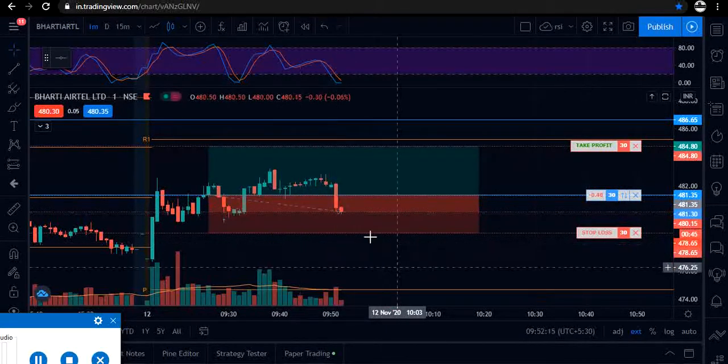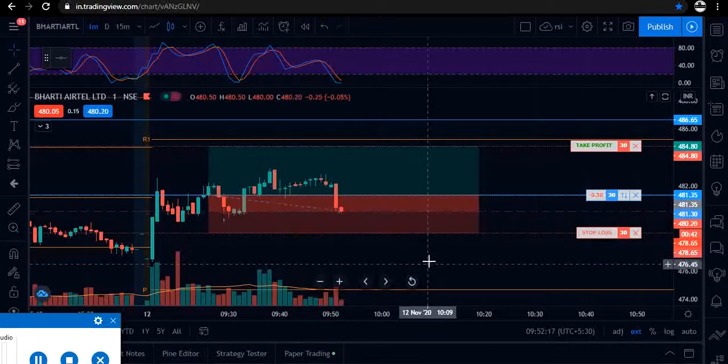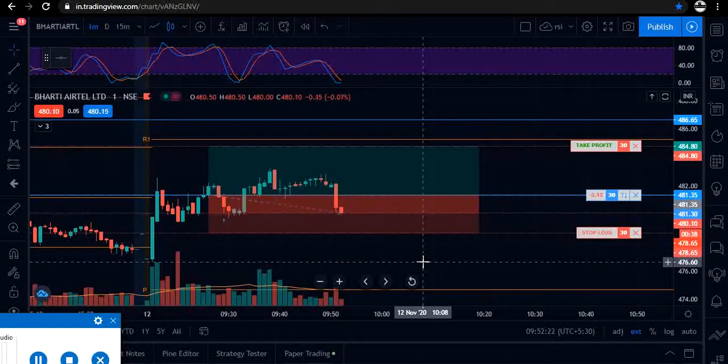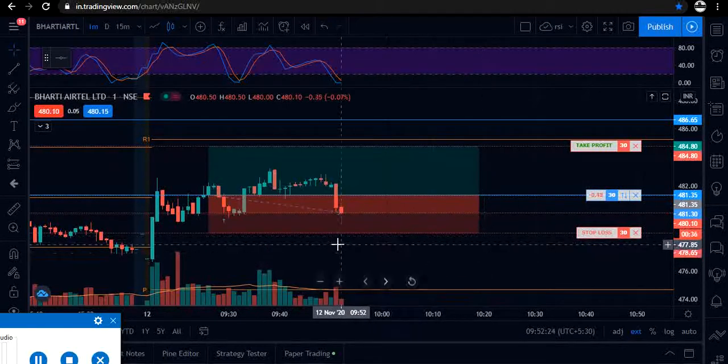Also here you can see, traders, that it is now trying to come near our stop loss, but okay, we have a stop loss, so no worry.